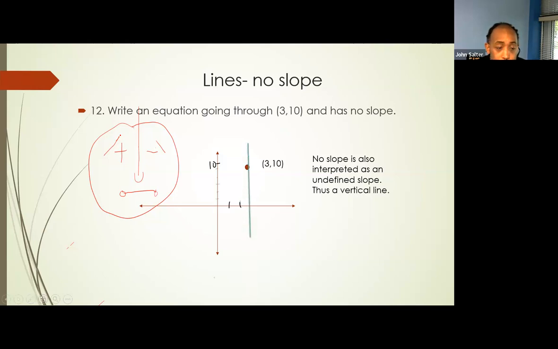So this one here, no slope, vertical, going straight through. And again, that's always going to be x equals something. In this case, it's going to be x equals 3.